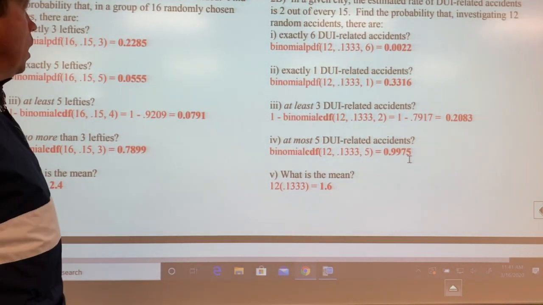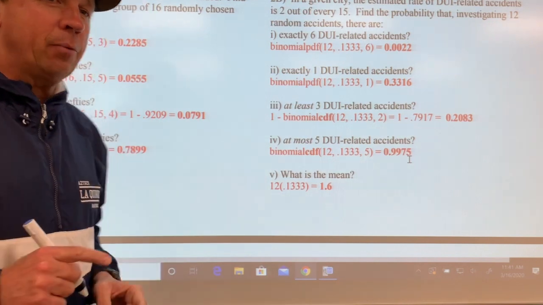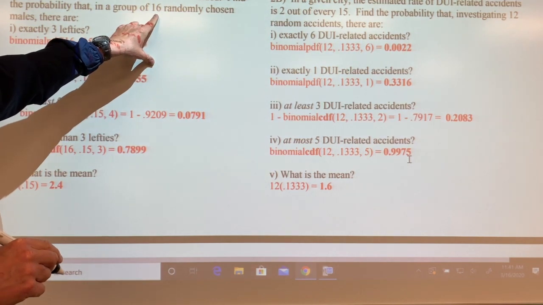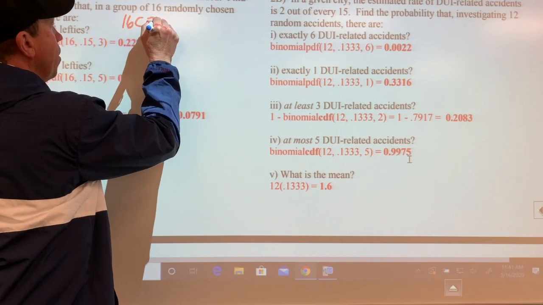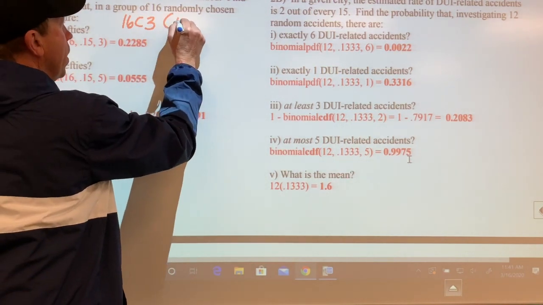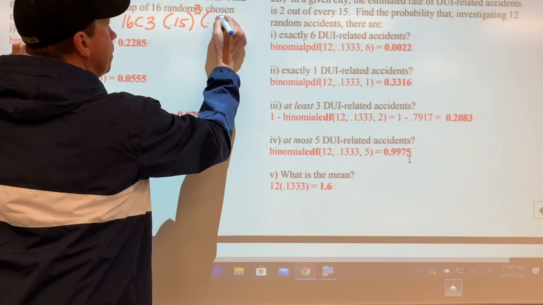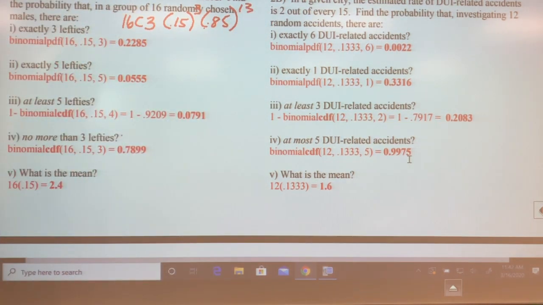Okay, here we go. Approximately 15% of males are left-handed. Find the probability that in a group of 16 randomly chosen males, there are exactly 3 lefties. Okay, this is how you would do this with Pascal's triangle. You would go 16 choose 3 times 0.15 to the third times 0.85 to the 13th. That's the long way to do that.